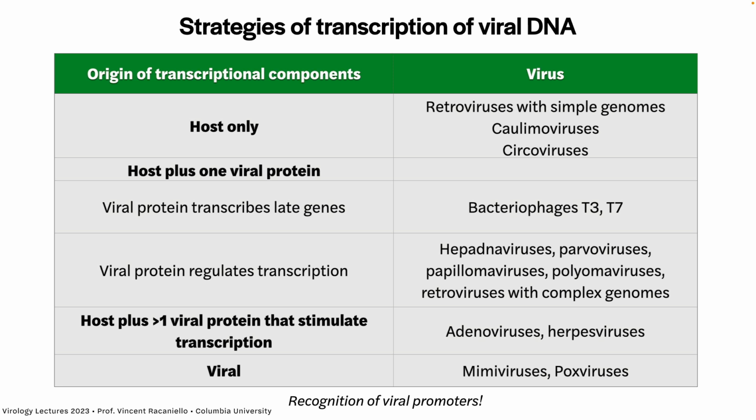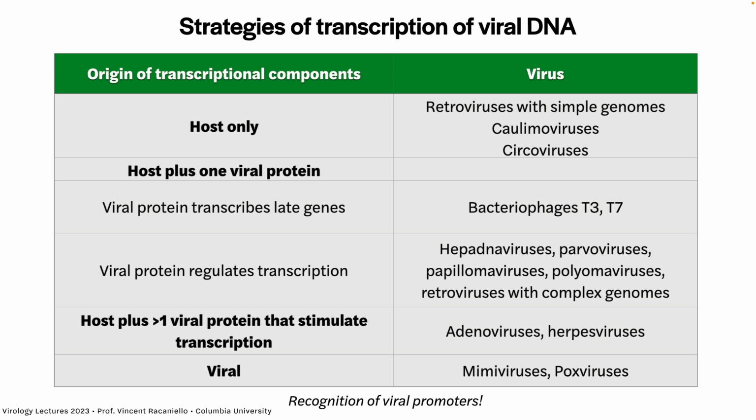Caulimoviruses are basically retroviruses of plants. Caulis, sounds like cauliflower? Yeah, cauliflower mosaic virus, yep. It's a retrovirus of plants, or we call them pararetroviruses. And circoviruses, these small single-stranded DNA viruses that infect all of us. The transcription, everything comes from the host. Then we have some viruses where it's host, except there's one viral protein. And bacteriophages, here's what I wanted to show you. There is one viral protein that is involved in getting transcription of the late genes. We'll talk about early and late genes in a minute.